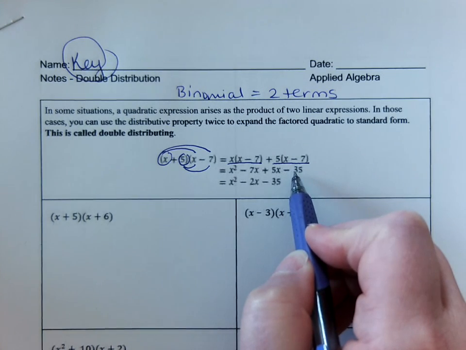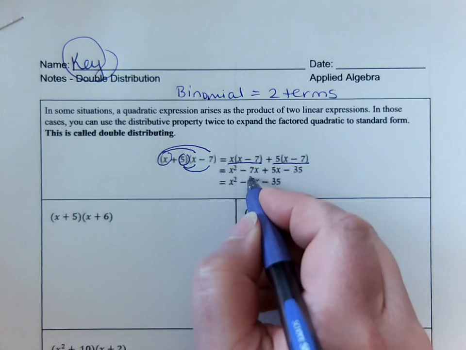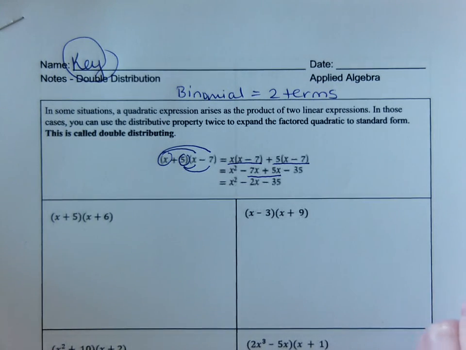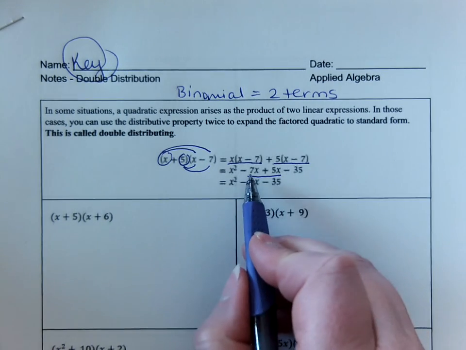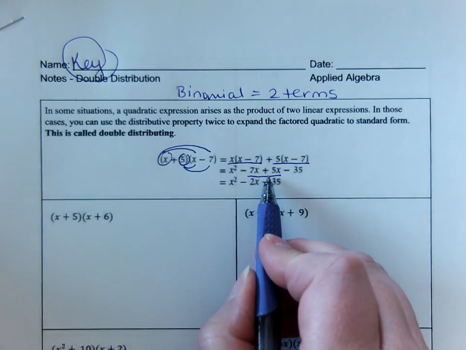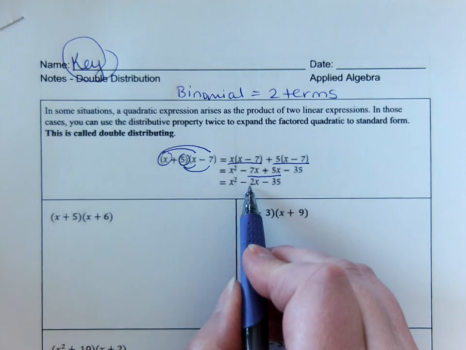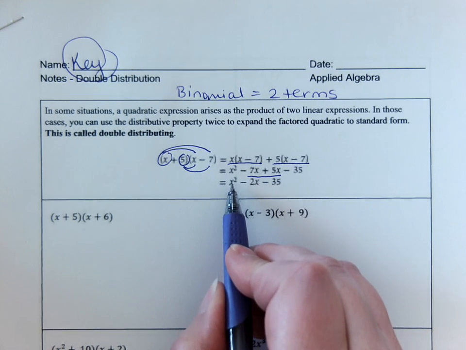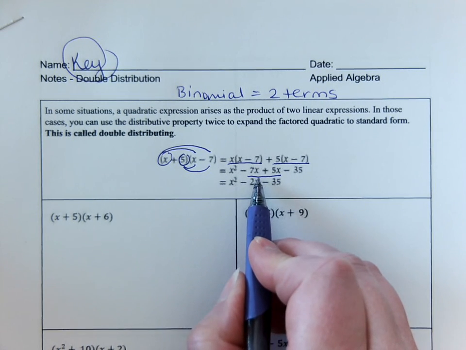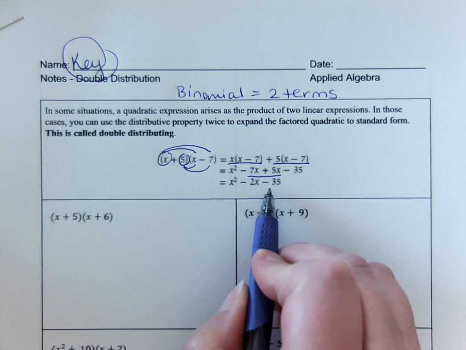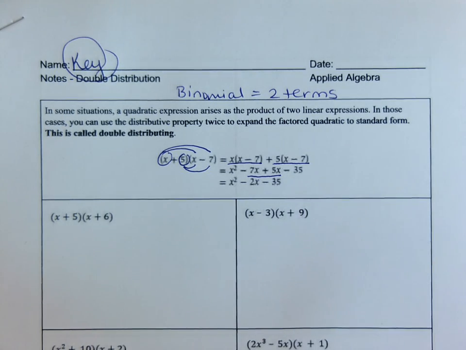So what you have to do is then combine like terms, which is these middle two terms here, because they're both x terms. They have the same invisible 1 exponent. So negative 7x plus 5x is negative 2x. So for your final answer, you bring down the x squared. When you combine those two like terms, you have your minus 2x, and you bring down your minus 35. So let's practice that.